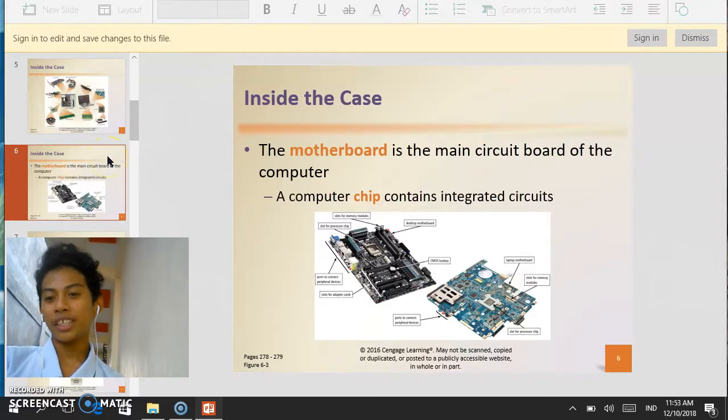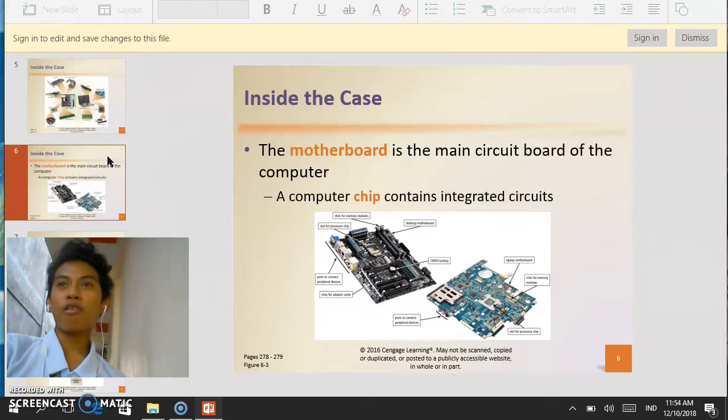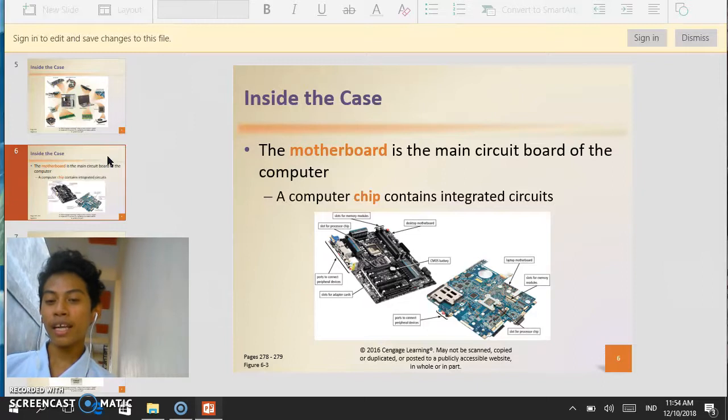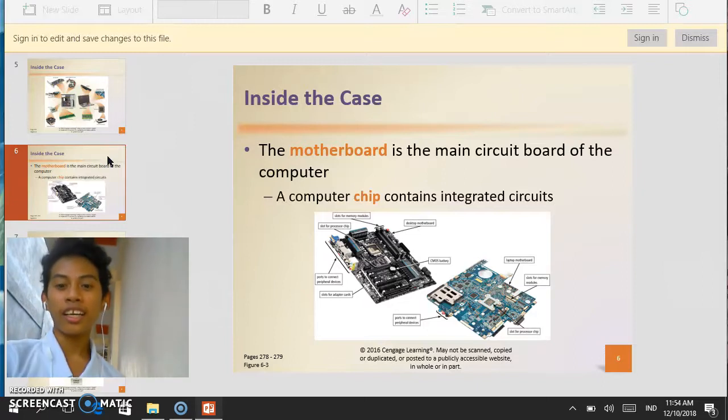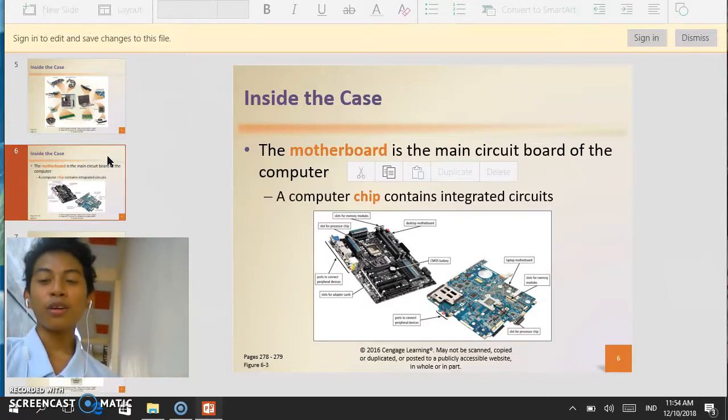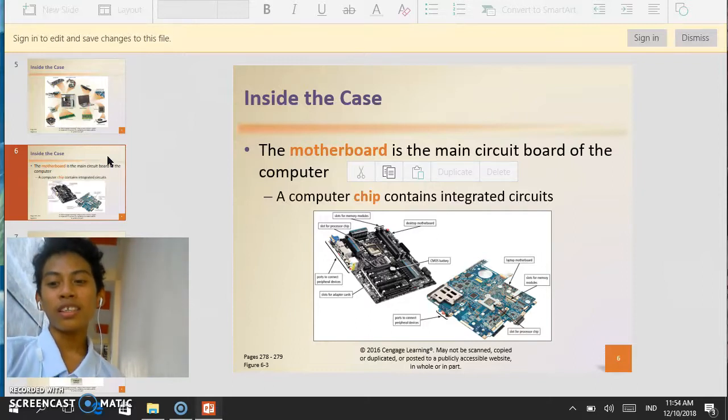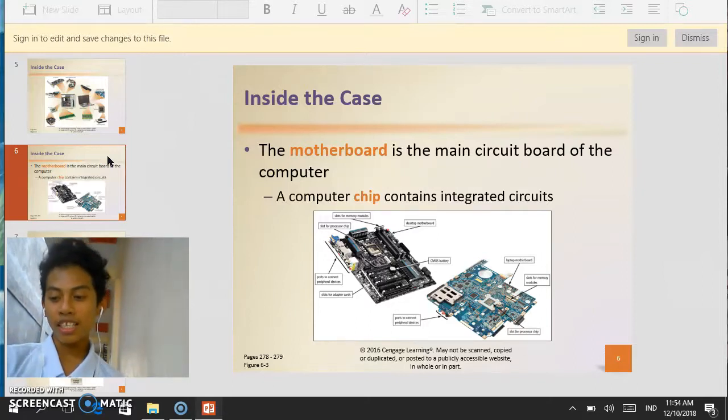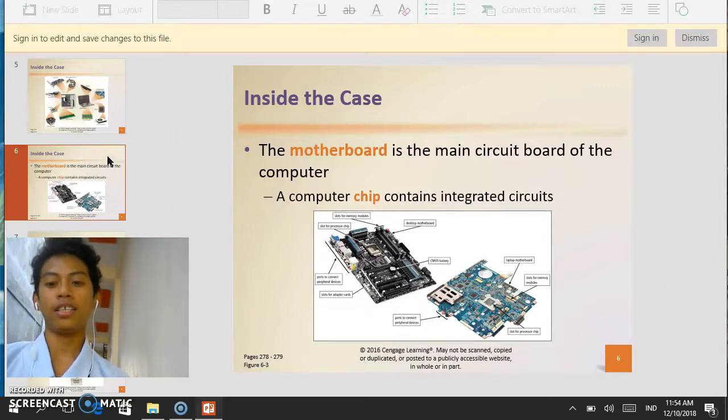The motherboard. The motherboard is the main circuit board of the computer. Motherboard consists of memory, the BIOS, or the basic input-output system, the CMOS, or the complementary metal oxide semiconductor, and all controllers required to control standard peripheral devices such as the keyboard, the display screen or the monitor, and the disk drives.